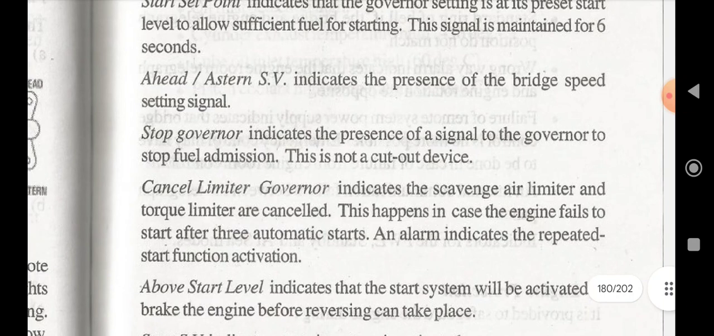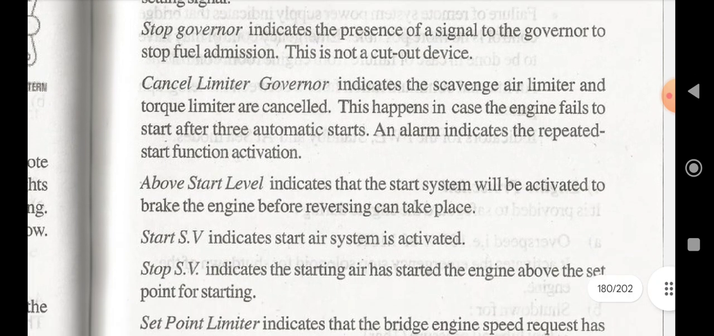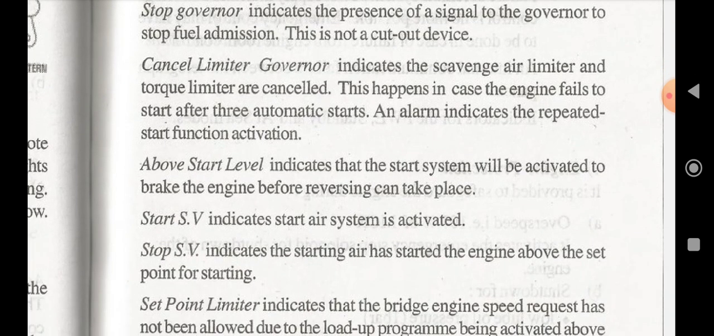Ahead or astern, this indicates presence of bridge speed or setting signal. Stop governor, this indicates presence of a signal to the governor to stop fuel admission. This is not a cutout device. Cancel limiter governor, this indicates scavenge air limiter and torque limiter are cancelled. This happens in case the engine fails to start after 3 automatic starts. An alarm indicates the repeated start function activation.